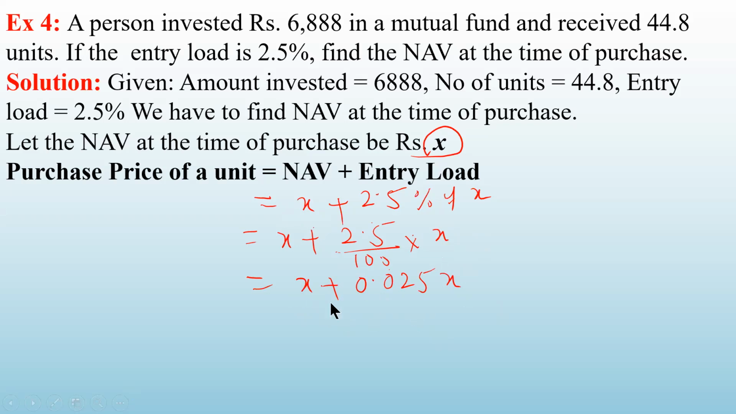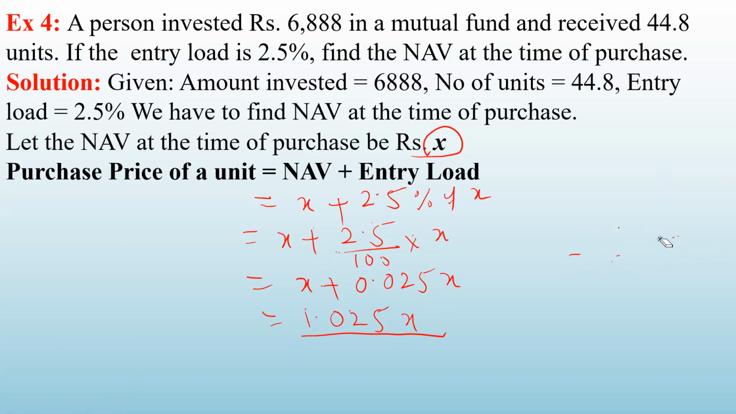Now I have to add these two terms. See, with this X you can't see any number. If you don't see any number, that means it is 1. So it is 1x plus 0.025x. When you add, it will give you 1.025x. This is the purchase price of 1 unit. 1x plus 0.025x, so 1 plus 0.025 will give you 1.025. Don't get confused.